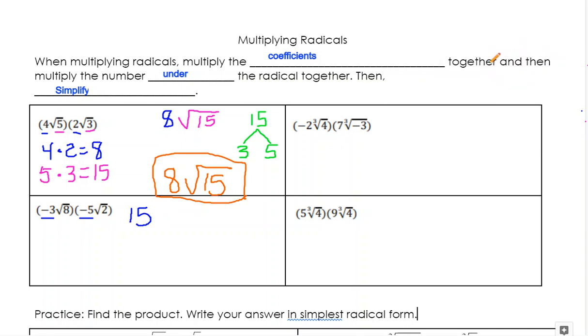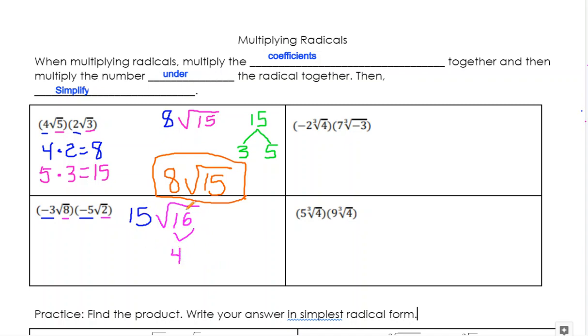And now I want to multiply the numbers under the radical, right? Under the radical I have 8 and I have 2. So what is 8 times 2? Whatever that is is going to go underneath my radical. 8 times 2 is 16, right? Okay, so now I can do square root of 16, that's a perfect square. The square root of 16 equals 4, because 4 times 4 gives me 16.